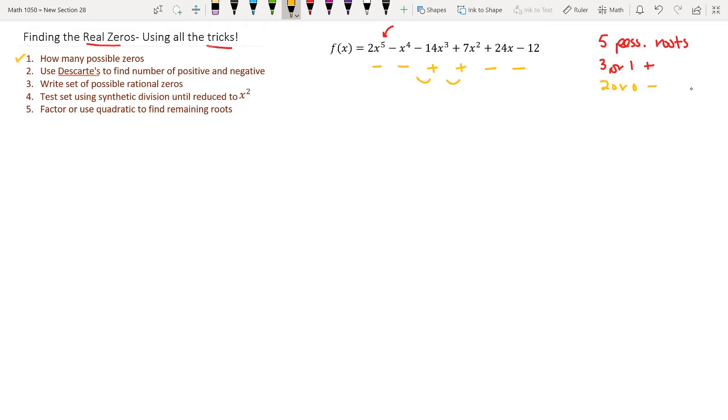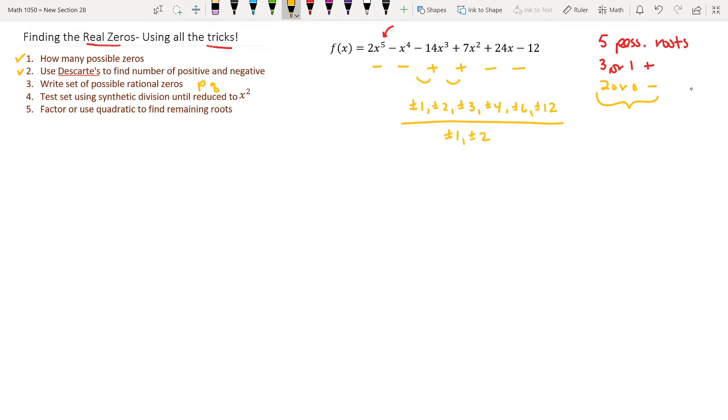All right, so we know the possible combinations that will add up to those 5 possible roots. So now let's go ahead and use our P's and our Q's to find our possible ones we can choose from this set here. So my factors of 12 are plus or minus 1, 2, 3, 4, 6, and 12. And my possible factors of 2 are plus or minus 1, plus or minus 2.